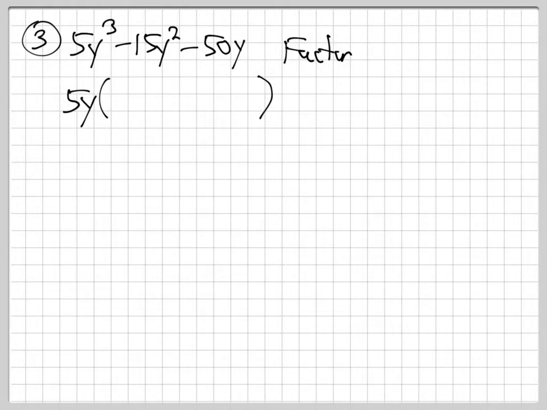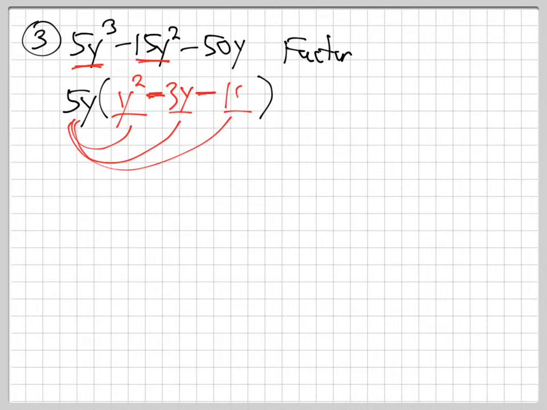Okay, so what goes on the inside? So 5y, so there's going to be 3 things, right, with a minus sign here and a minus sign there. 5y times what makes 5y cubed? y squared. And 5y times what makes 15y squared? 3y. And 5y times what makes 50y? 10. Good so far. And now we leave that 5y sitting in the front.